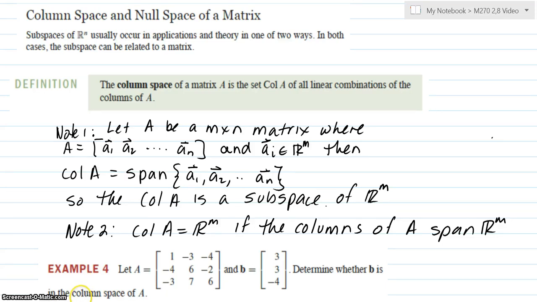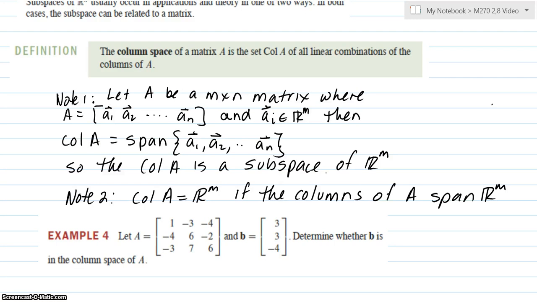We actually saw in the last video that the span of p vectors, in this case we'll just have n of them, is a subspace of Rm. So you can check that out. Note 2, Col A is Rm, the whole thing, if the columns of A span the whole thing. Makes sense. So let's start with an example in the book, example 4.